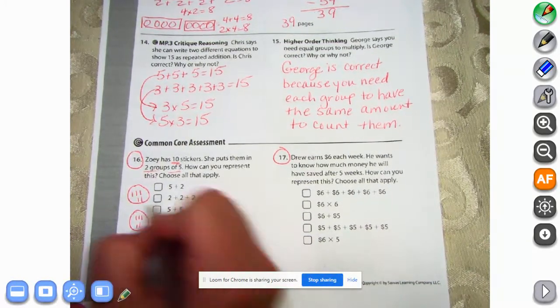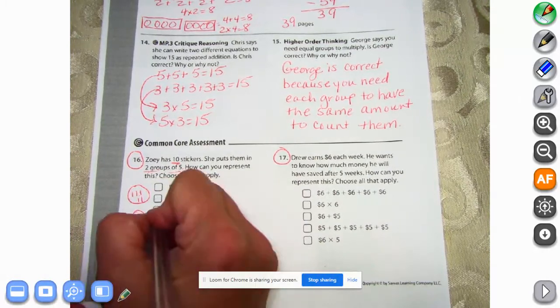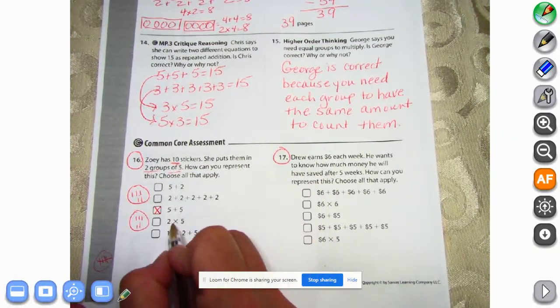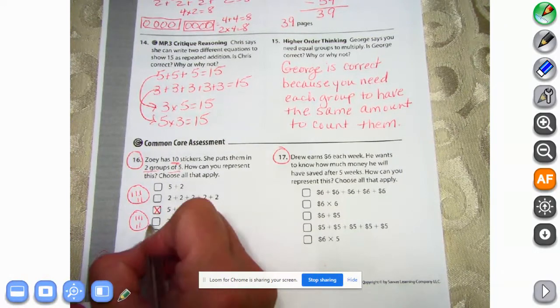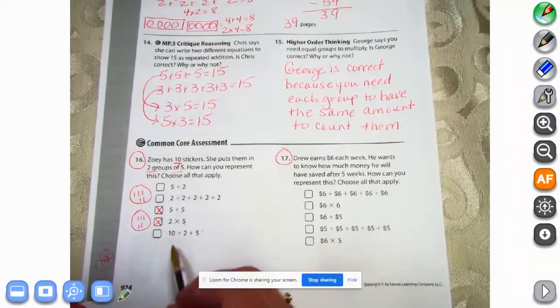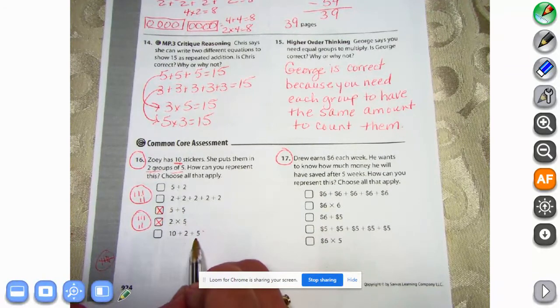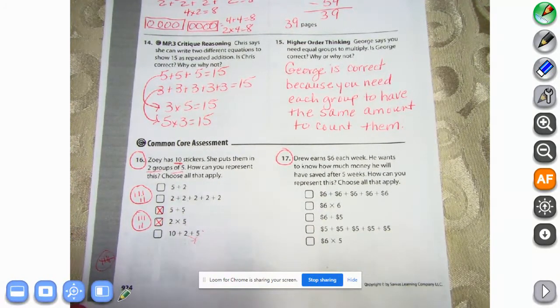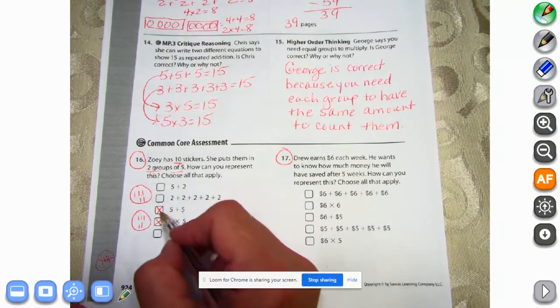5 plus 5, well, we can add 5 plus 5, so that will work. 2 groups of 5, 2 times 5. 10 plus 2 plus 5, well, that would be 10 plus 7. That's 17. That's too many. So we just have those 2.